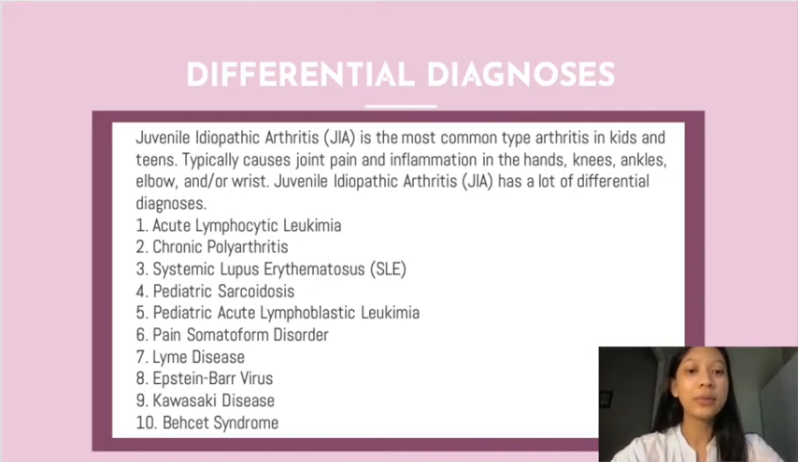Juvenile idiopathic arthritis, or JIA, is the most common type of arthritis in kids and teens. JIA has a lot of differential diagnoses. Leukemia is the single most important disease that is mistaken for JIA, because patients with acute lymphocytic leukemia can present with joint pain and arthritis. Other than that, JIA has similar symptoms with other diseases, such as chronic polyarthritis, SLE, pediatric sarcoidosis, pediatric acute lymphoblastic leukemia, somatoform disorder, Lyme disease, Epstein-Barr virus, Kawasaki disease, and Behçet syndrome.